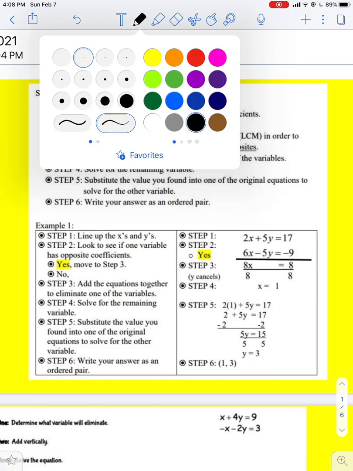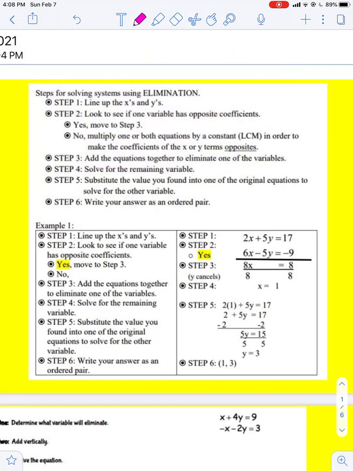Like they are right here. You can see the x's are right on top of each other, the y's are right on top of each other. And then the next step is to look to see if you have anything that are opposites of each other. If we look right here, I have a positive 5y and a negative 5y. If I add those together, that's going to give me 0. So that's exactly what they've done here.